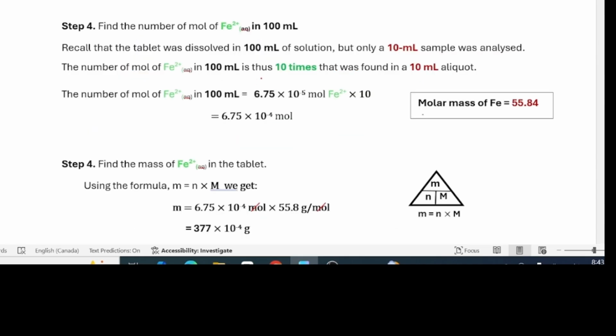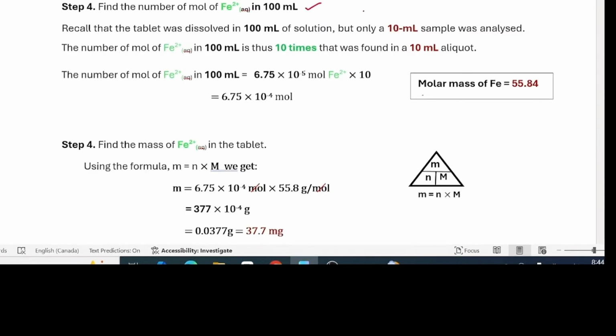The next thing is to find the number of moles of ferrous ions in 100 milliliters of solution. Why? Because the entire tablet was dissolved in 100 milliliters of solution and only 10 milliliters were analyzed. The number of moles of ferrous ions in 100 milliliters is just 10 times that found in a 10 milliliter aliquot. So doing the math, we get the number of moles of ferrous ions that is found in 100 milliliters of solution. Of course, we have to multiply that amount by 10 before we could have ended up with this.